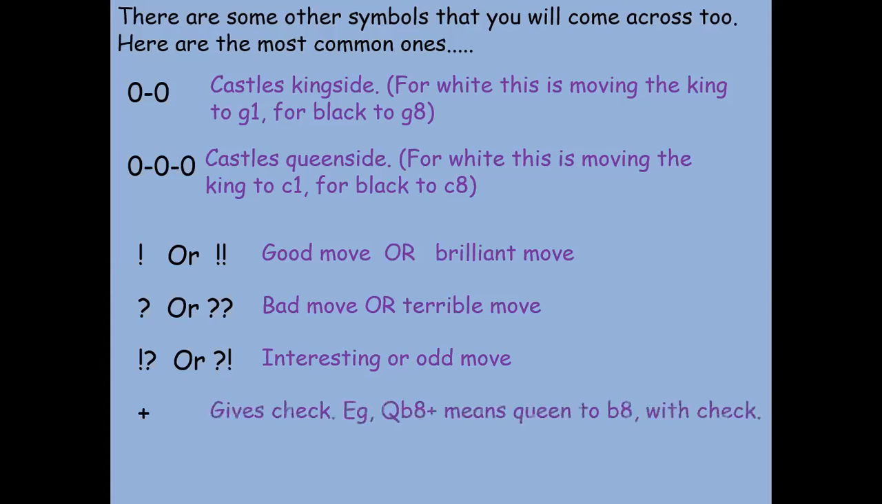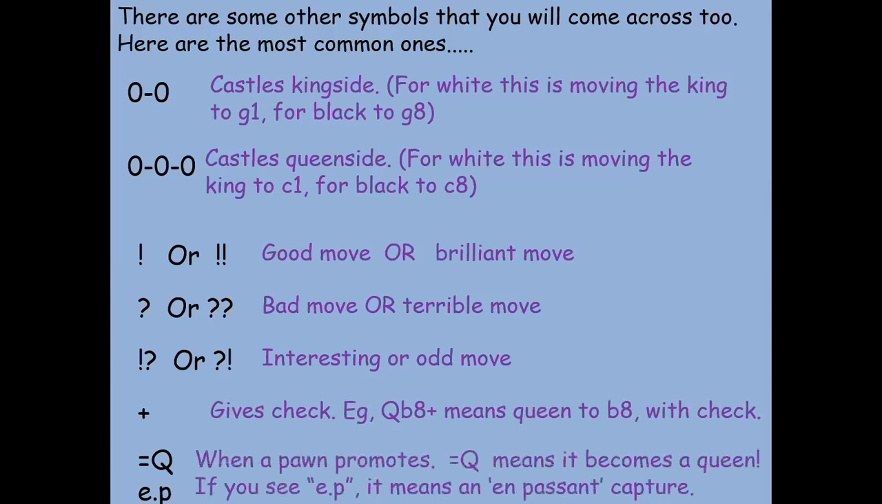A plus symbol tells you that something's happened that gives a check. So QB8 plus means a queen has gone to the square B8 and is now checking the enemy king. You'll sometimes see equals Q, and what that tells you is that a pawn has promoted and it's chosen to become a queen. So if you see equals N, it's one of those rare occasions where a pawn has reached the other side of the board and chooses to be a knight. If you see EP after a pawn capture, it means it's an en passant. And again, if you're not sure what en passant is, do have a look at the presentation on en passant.